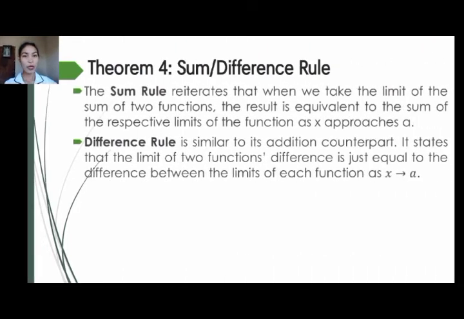Next, we have theorem number 4, the sum or difference rule. The sum rule reiterates that when we take the limit of the sum of two functions, the result is equivalent to the sum of the respective limits of the functions as x approaches a. The difference rule is similar to its addition counterpart. It states that the limit of two functions' difference is just equal to the difference between the limits of each function as x approaches a.